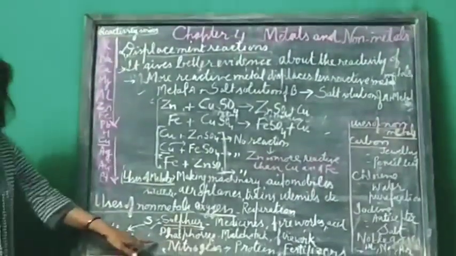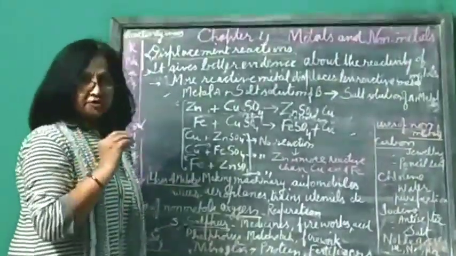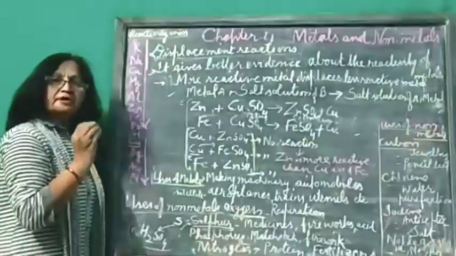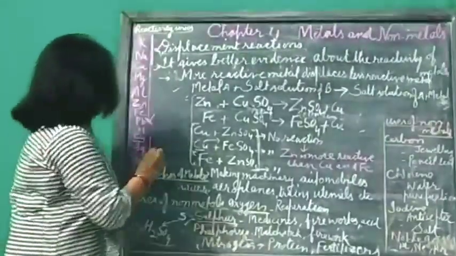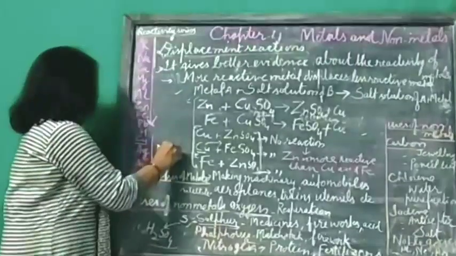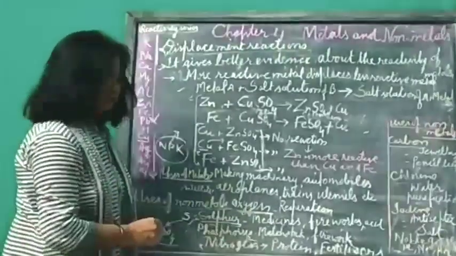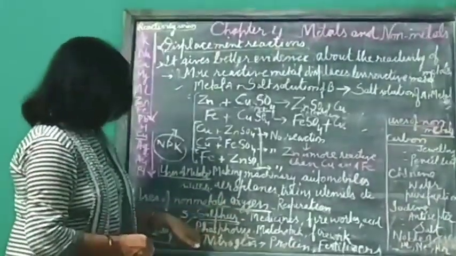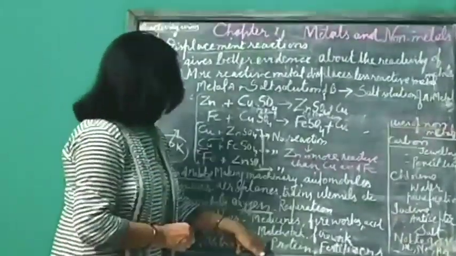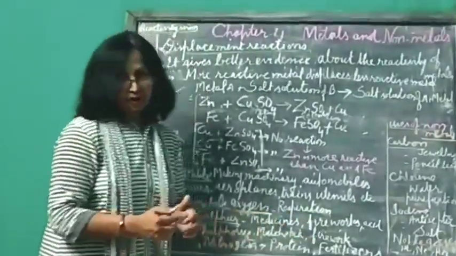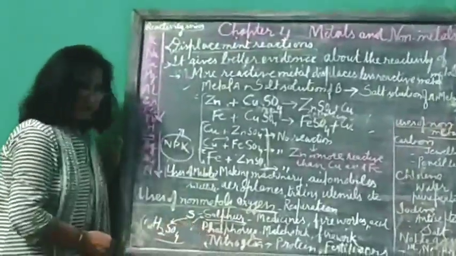Next is phosphorus. Now, I explained phosphorus in the first video lecture, when I was explaining the first lesson, when I was discussing fertilizers. I have written NPK. P means phosphorus. So the most important use of phosphorus is as a fertilizer. Again, phosphorus is used in matchsticks, fireworks, etc. So I think you have understood about the uses of phosphorus.